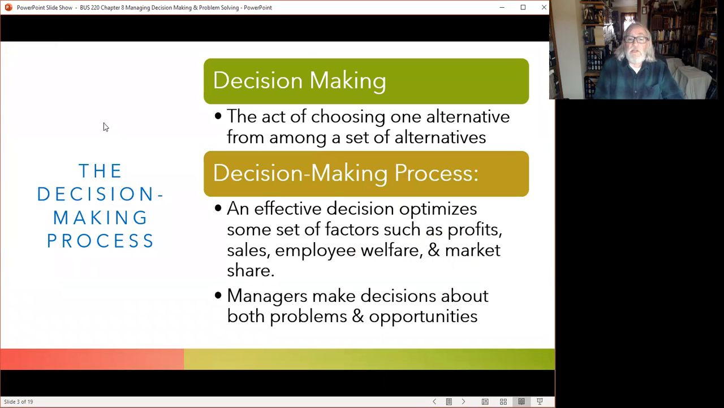Well, when we make decisions, we're really just choosing amongst choices. We could do this, or we could do that, or maybe we could even do that other option over there. So decision making really is about the act, the process of choosing an alternative from a set of alternatives in order to satisfy the event or the challenge we're trying to overcome, or just solve the problem.